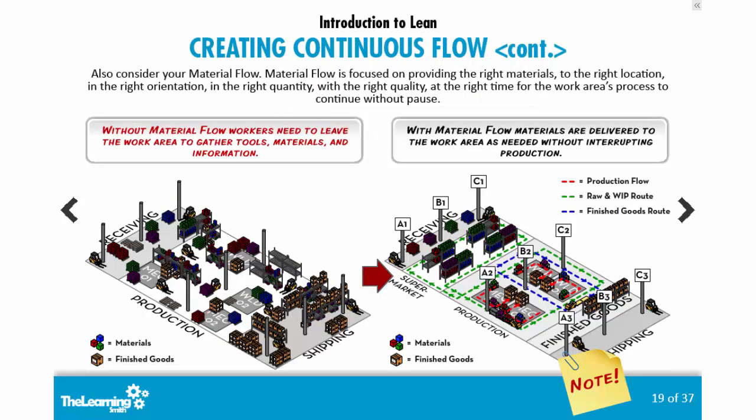Material flow is focused on providing the right materials to the right location, in the right orientation, in the right quantity, with the right quality, at the right time for the work area's process to continue without pause. Without material flow, workers need to leave the work area to gather tools, materials, and information. With material flow, materials are delivered to the work areas as needed without interrupting production.